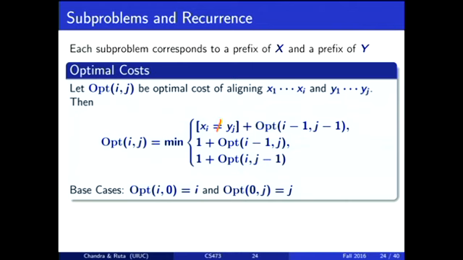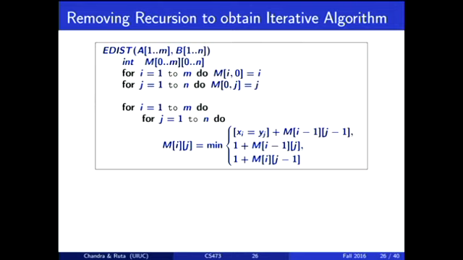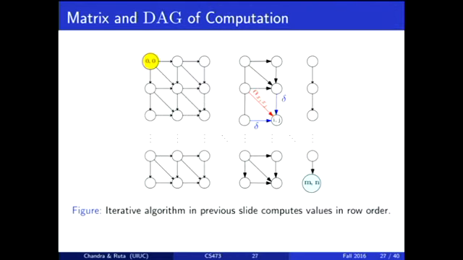And we have these base cases, and we then don't have to do the recursion, right? We can just avoid the recursion and do the computation using these subproblems, right? Okay, I'll skip this. Let me look at the dependency graph of this.